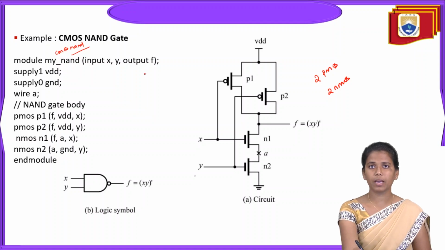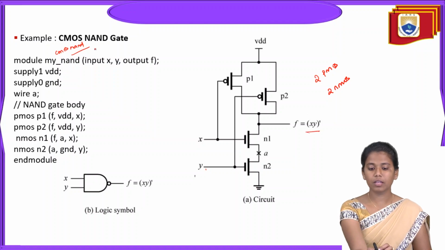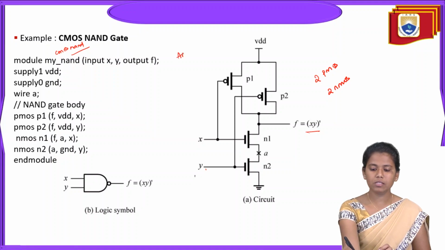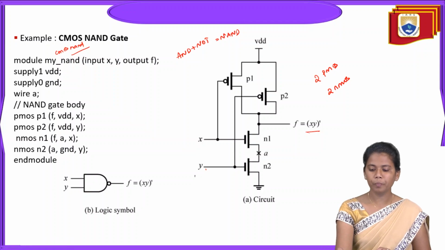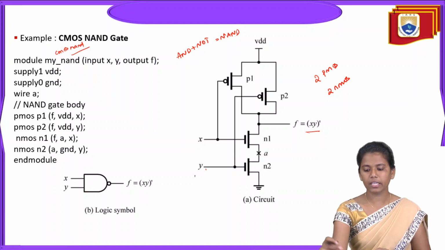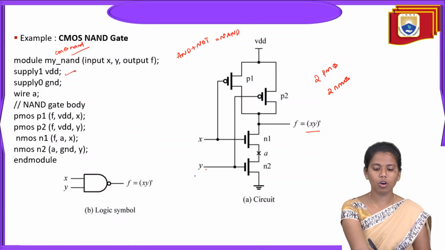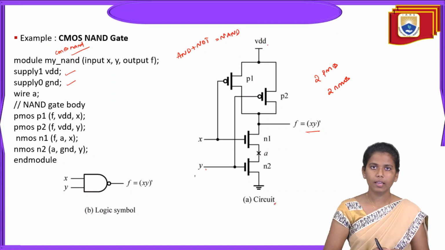In the port list, I'm mentioning my inputs. Inputs are X and Y, and the output is F equals (XY) bar. See, the name is CMOS NAND gate, right? NAND gate means AND plus NOT. AND plus NOT is nothing but NAND. So for this circuit, I need to consider two PMOS and two NMOS, and they are connected serially, right? Then finally, in the module, I am representing all my supply, the power supply VDD, as well as the ground.